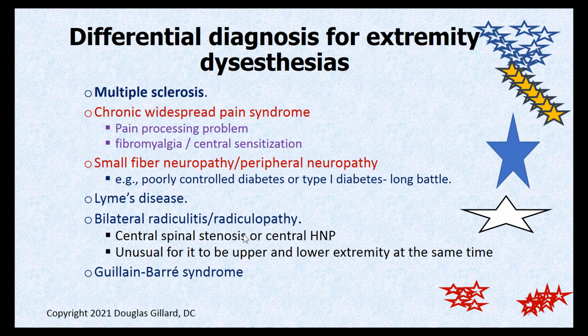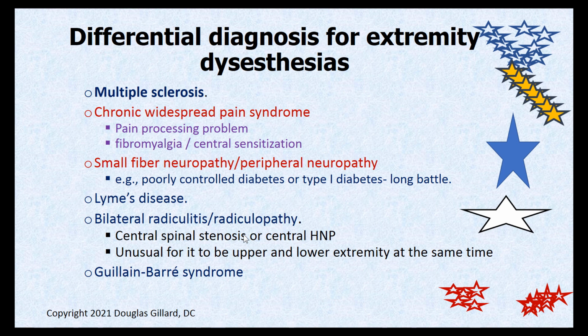So what's the differential diagnosis for a dysesthesia, for this weird burning, tingling, numbing pain in the hands and feet? The first thing you think of is multiple sclerosis. That's another demyelinating disease. Widespread chronic pain syndromes with the phenomenon of fibromyalgia and central sensitization, and too much substance P is another one. Small fiber neuropathy and peripheral neuropathy, usually by uncontrolled diabetes, or someone who's just old and they've controlled their diabetes and they've had a long battle.